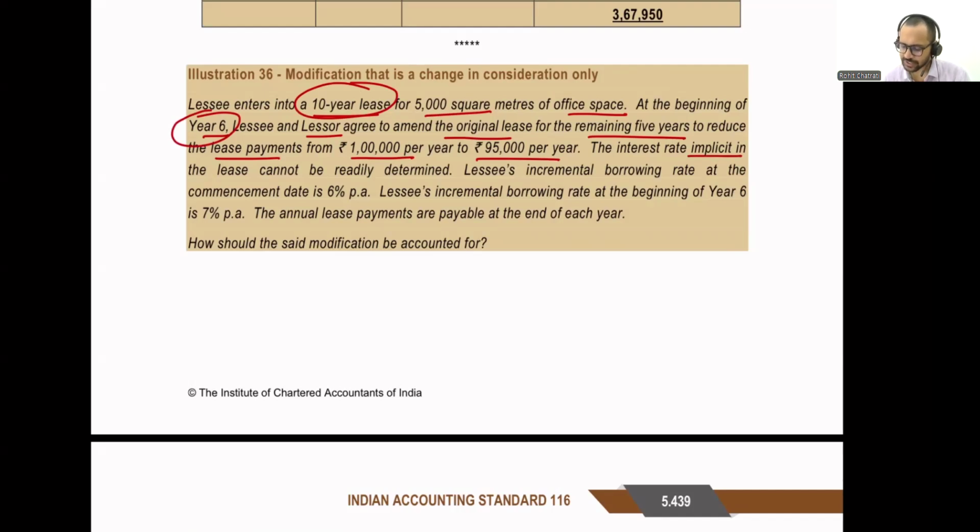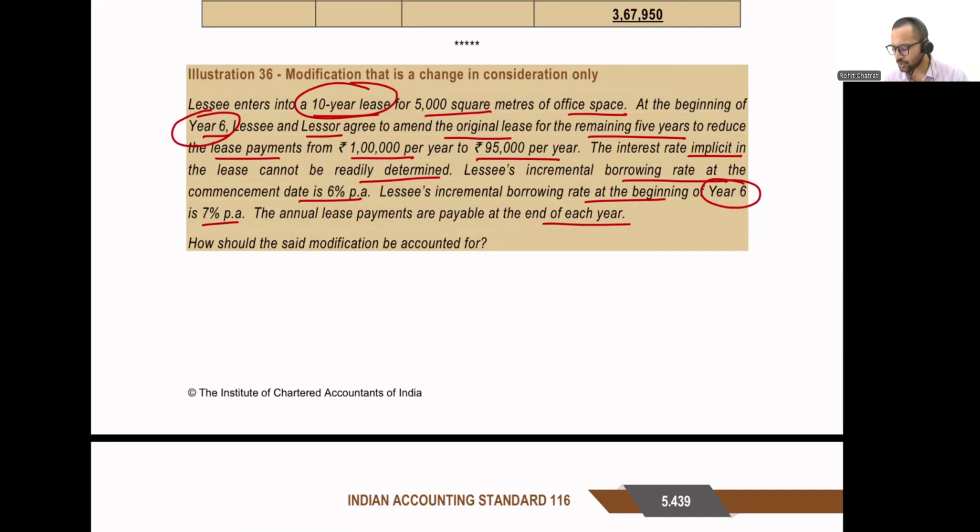The interest rate implicit in lease cannot be readily determined. The lessee's incremental borrowing rate as at the date of commencement was 6%. When the lease originally commenced, the incremental borrowing rate was 6%, and the lessee's incremental borrowing rate at the beginning of year 6 is 7% per annum. The annual lease payments are payable at the end of each year.